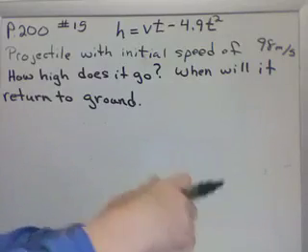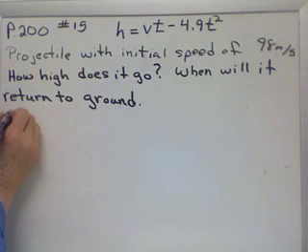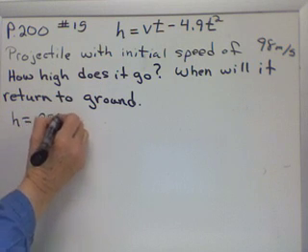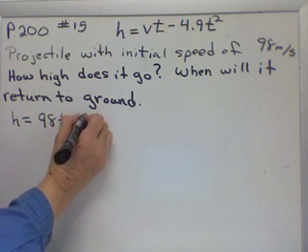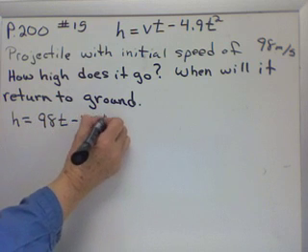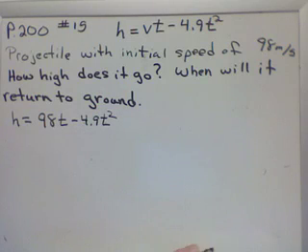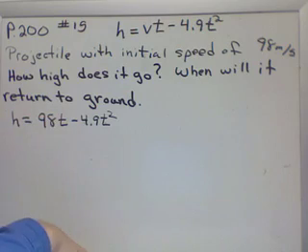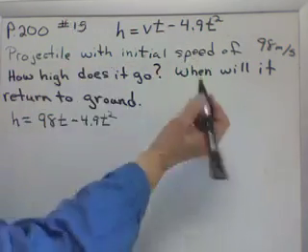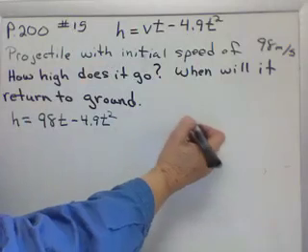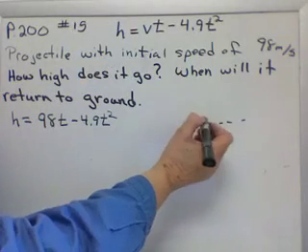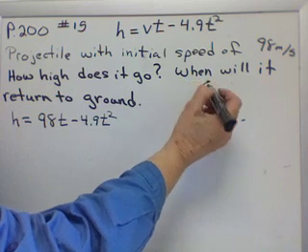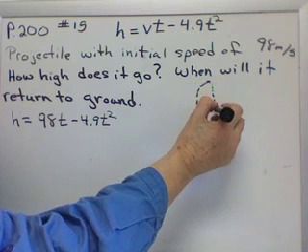So let's see what happens when we do that. Height equals 98t minus 4.9t squared. Well, at first that looked easy, but then I still have two unknowns. I have the h and I have the t. So if we're talking a projectile, I want to draw a little picture. So let's say this is the ground. So a projectile goes up to some height, reaches the maximum, and then it goes back down to the ground.